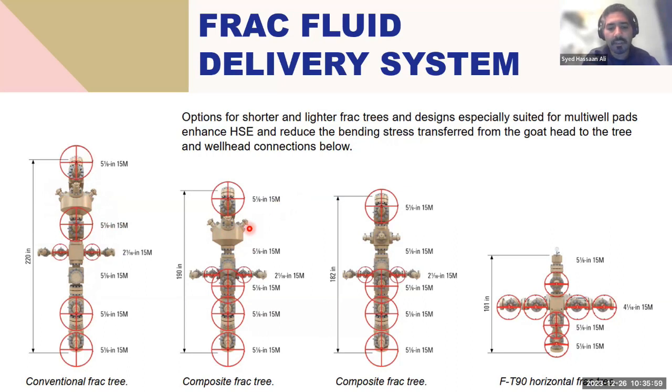Now, comparing this composite frac tree with this one, one of the things you will see is that this buffalo head is eliminated, and you have your flow cross over here, which is different from the cross over here, because over here you have a hammer union where you can connect your flange connection, where you can connect your flexible hose or your monoline for the frac fluid delivery system.